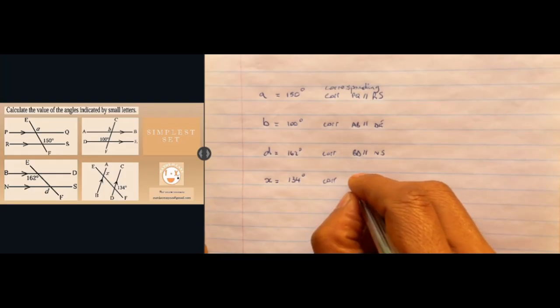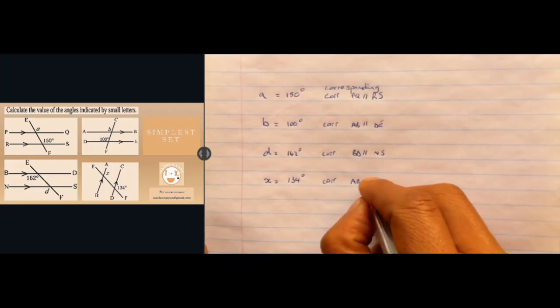Again, corresponding. Which lines are parallel? AB is parallel to what? To CD. Is it cool? Yes, that's cool. Then you'll be done with these ones. All right. So it looks simple, but it does trick some learners.